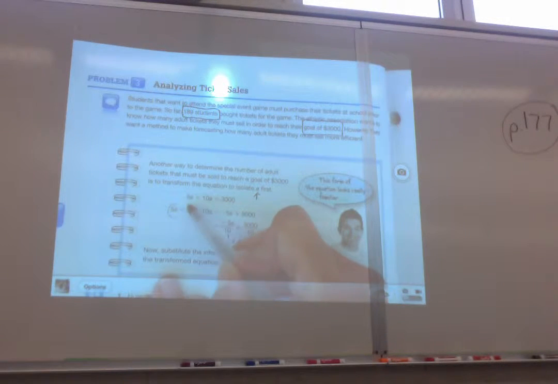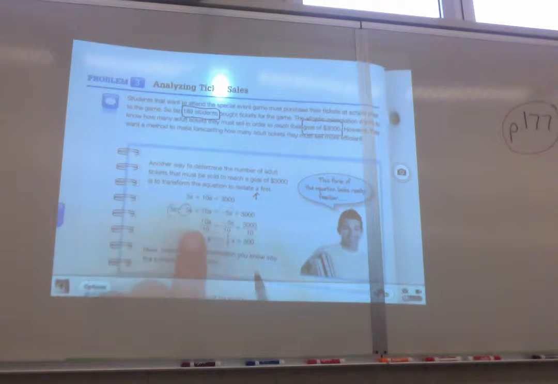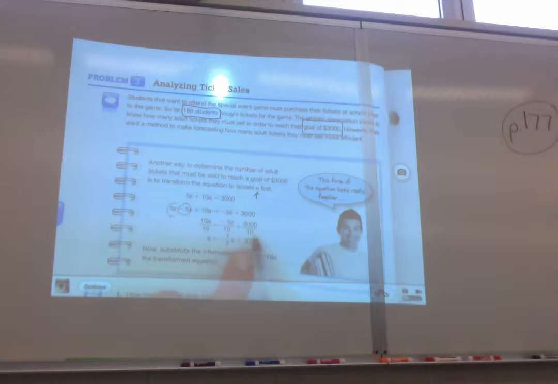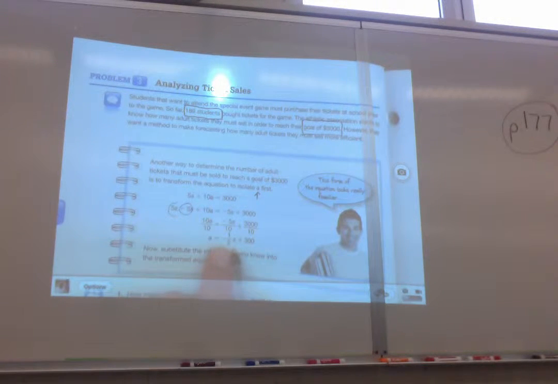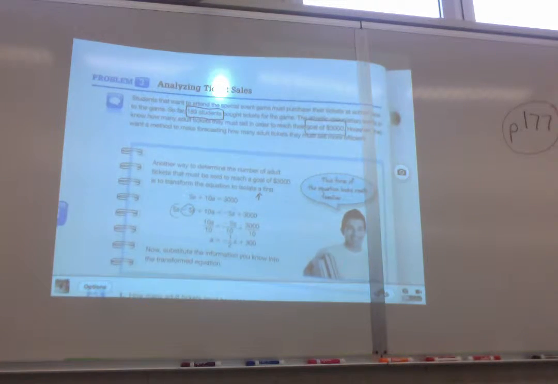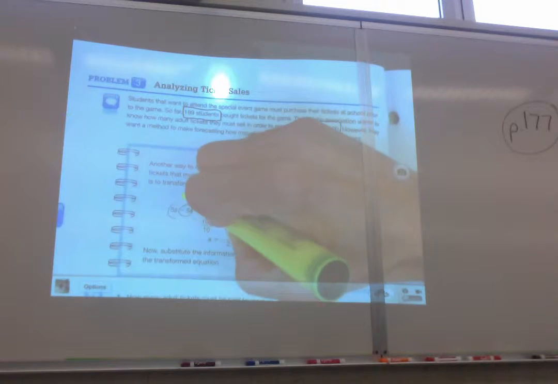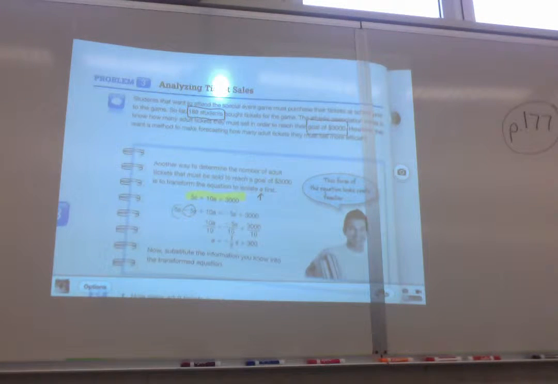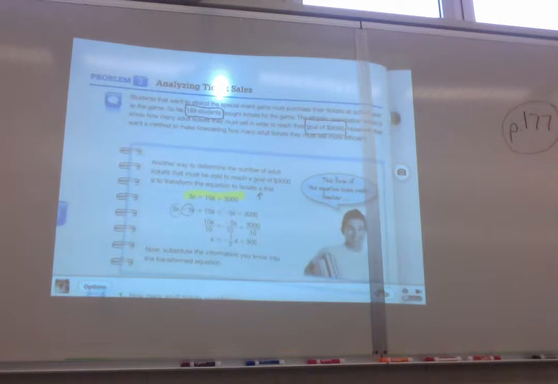They show it actually right here and right here. So they've moved that 5S away. Now they have 10A equals negative 5S plus 3,000. And now they divide by 10, divide by 10, divide by 10. So this is the same exact equation as we've been working with, but now they want to get one variable by itself because they have a question they want to answer, and that's about the adults.